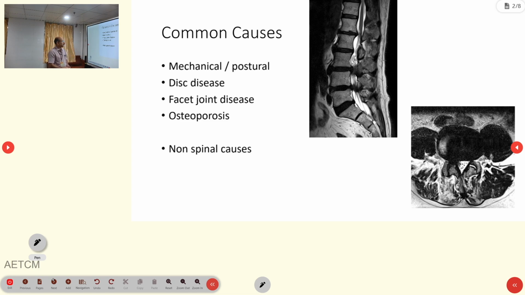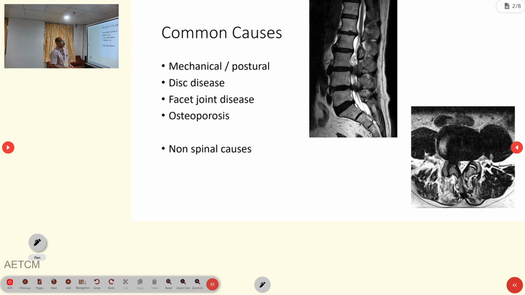You can also have pain from the facet joints, and osteoporosis is usually a very unrecognized cause of low back pain. Many of our elderly women do have osteoporosis, and it is often not looked into. And rarely you can also have back pain which can come out of non-spinal causes like an abdominal aneurysm or a pancreatitis, a renal stone. All those things can be causes of low back pain.